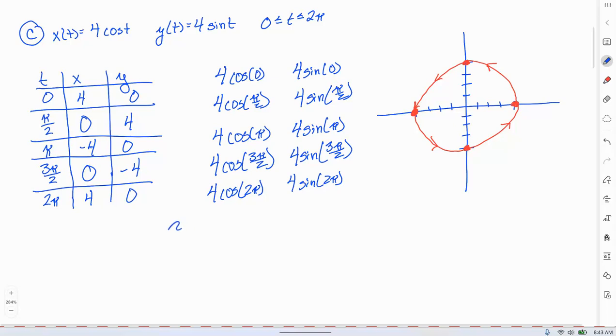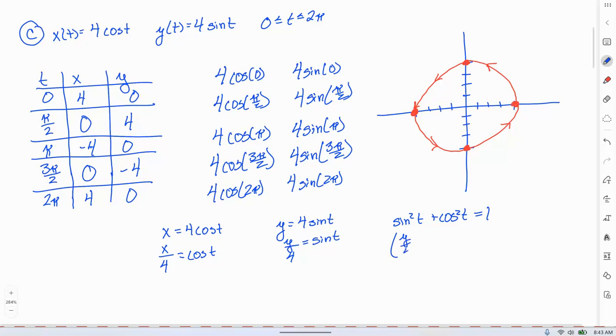Let's say we want to find the equivalent equation in terms of x and y only. So we know x is equal to 4 cosine of t, which means x over 4 is equal to cosine of t. And we know y is equal to 4 sine of t. So y over 4 is equal to sine of t. And then we can relate these using the Pythagorean identity.